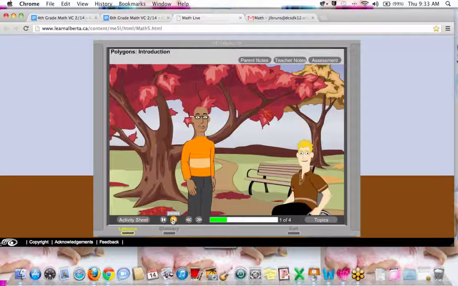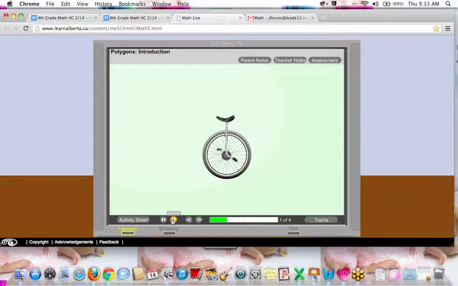You know, you can tell a lot about an object by looking at its name. What do you mean exactly? For example, a unicycle has one wheel. Uni means one.